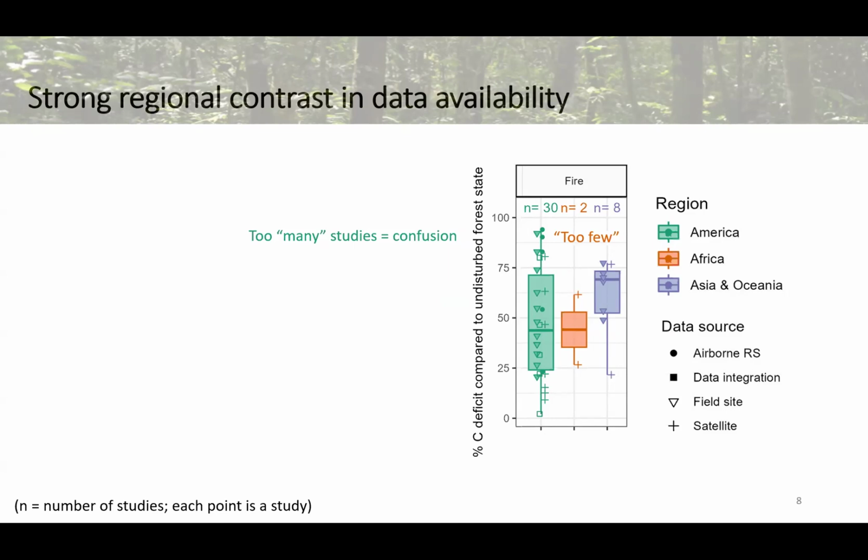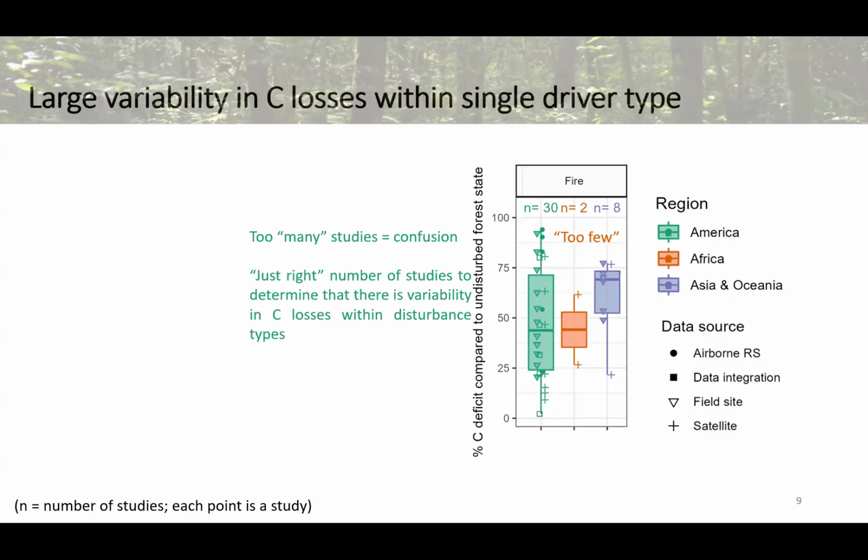But in other regions, such as in Africa, we actually really struggled to find a lot of studies. So we could say we have too few data to really understand or say with certainty what the emissions estimate due to fire is. On the other hand, we can also say that we have just the right number of studies, especially in the American continent, to say that we can see a huge amount of variability. So a fire is not just a fire, as you all know, and results in different emissions.